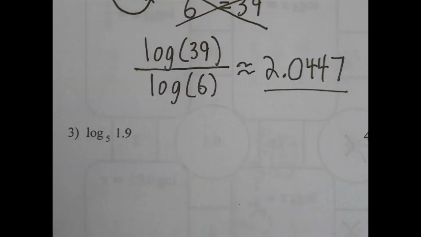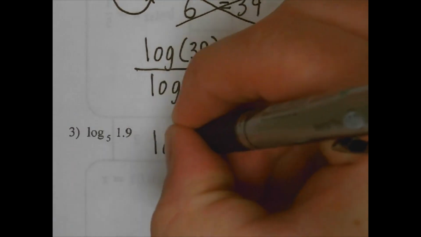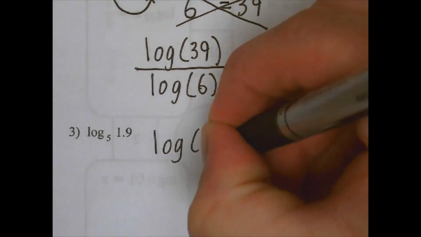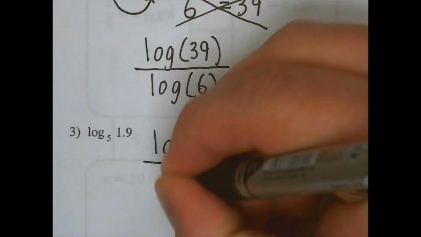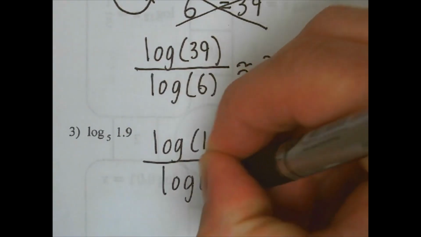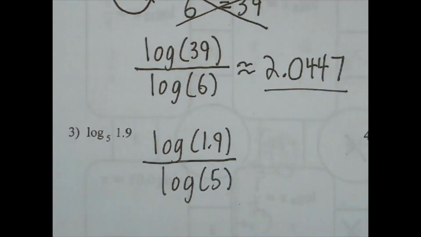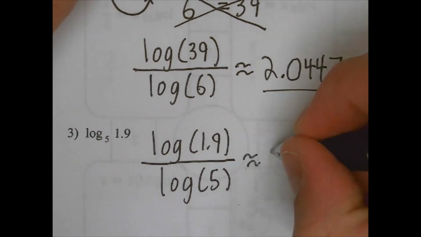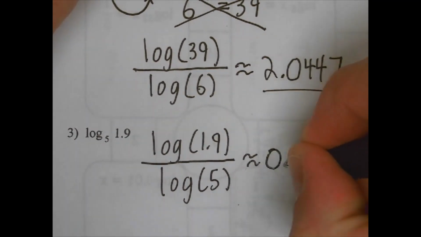Okay, so for this one, I do log 1.9 over log 5. So the base, again, always on the bottom. And I'll show you what I have rounded this to in a second.